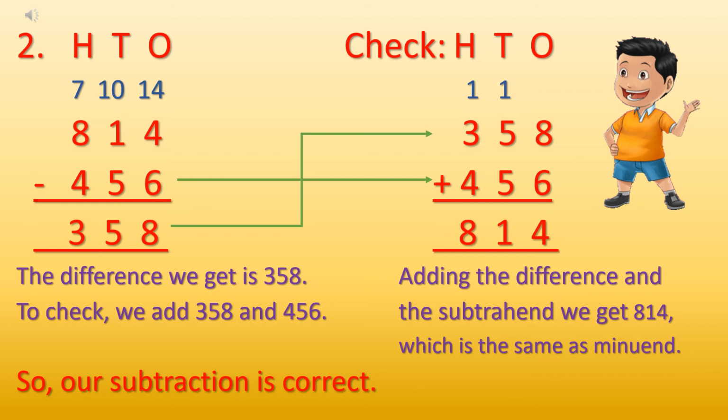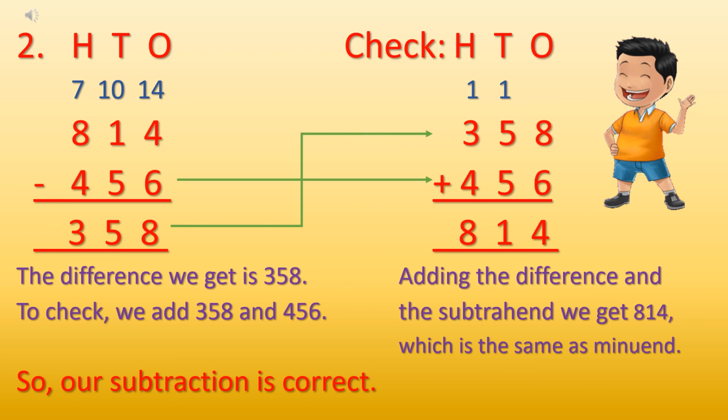Now let's check whether we have subtracted correctly or not. For that, we will add the difference and the subtrahend. Our difference is 358 and subtrahend is 456. Let's add them and check whether we are getting the minuend or not. So 358 plus 456, and this will also be regrouped.